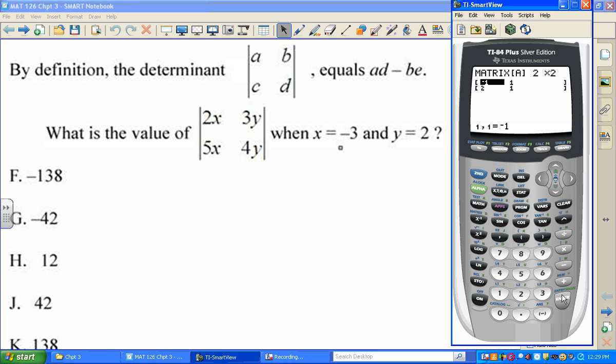So I'm going to type in for the first cell 2 times negative 3. I've never done it like this before. Yeah, it works. So I can do 3 times 2 for the second. See how it highlights? That makes it pretty nice. And then you can have 5 times negative 3. This will come up in this class. I'm taking the opportunity now to show you a little bit about a matrix. And then you can type in 4 times 2.